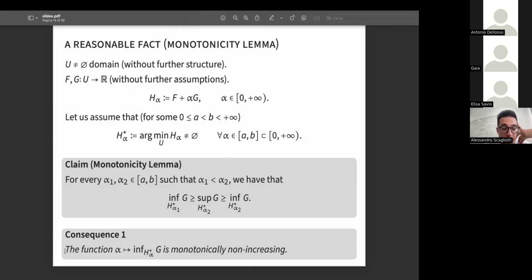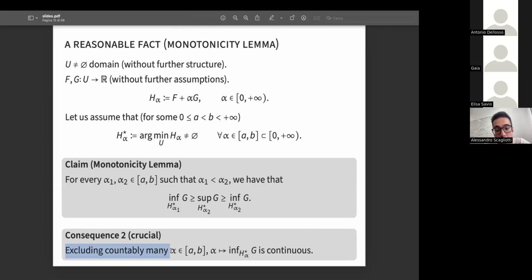The first one is that the function mapping alpha into the infimum of G computed on H star alpha is monotonically non-increasing. This comes precisely from the first and the last element in the chain of inequalities. The second consequence, which is the crucial one, is that when dealing with monotonic functions, excluding at most countably many values in the domain, the function is continuous.